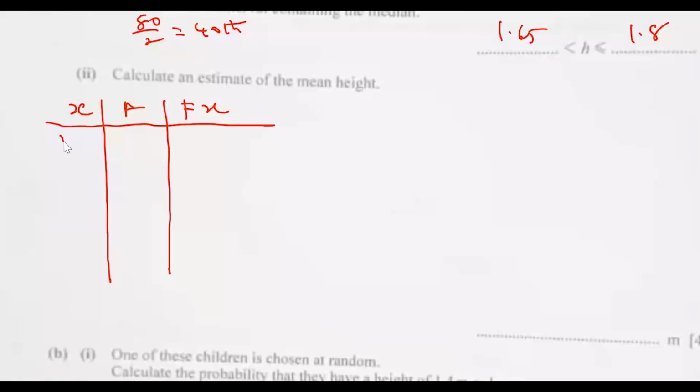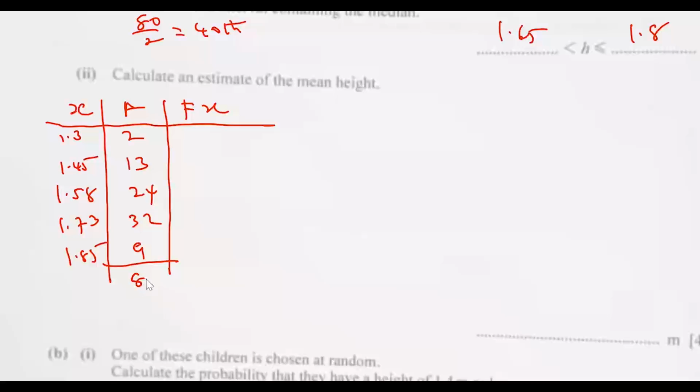You're going to have 1.3, and the frequency remains 2. Then this will be 1.45. The frequency is 13. Then you have 1.58, then you have 1.73, so you have 1.85. So you have the frequencies to be 24, 32, and 9 as given. So of course you know that this will add up to 80.